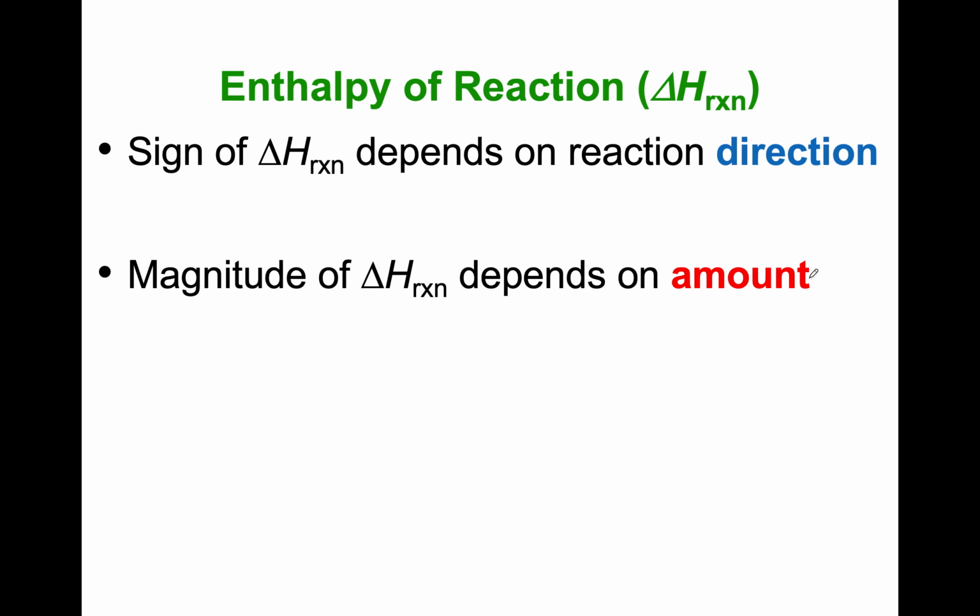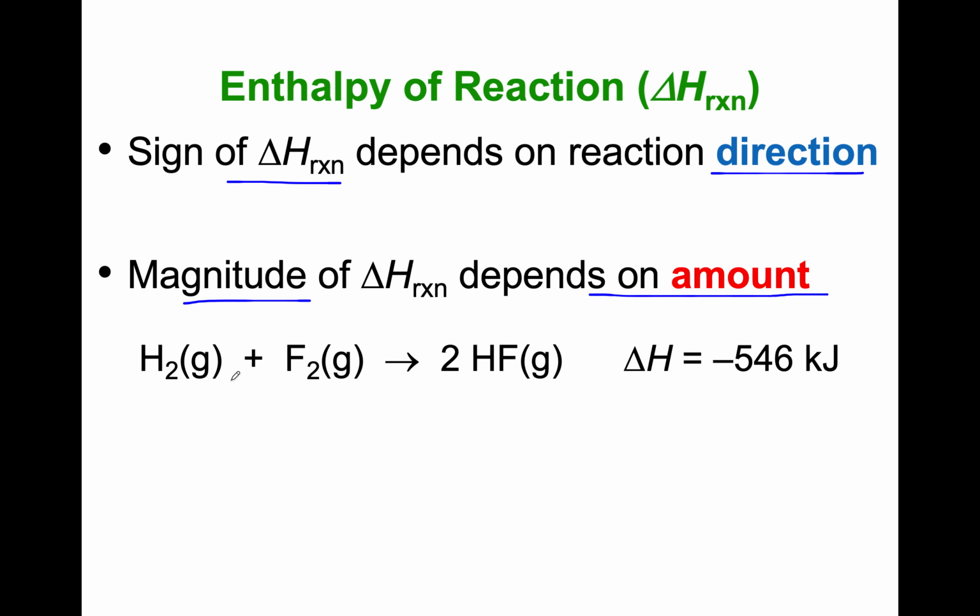So now we're going to talk about enthalpy of reactions. Okay, so we've already said the sign is a really big thing. That tells us about the direction. So that was endothermic, exothermic. Well, now if we change the direction, the sign's going to change. Magnitude tells us about amount. So we already saw in stoichiometry, if you had 1 mole of it, it gave you 1 delta H. But what if you changed it to 4 moles? Well, that gives you a different delta H. So let's take a look at that.